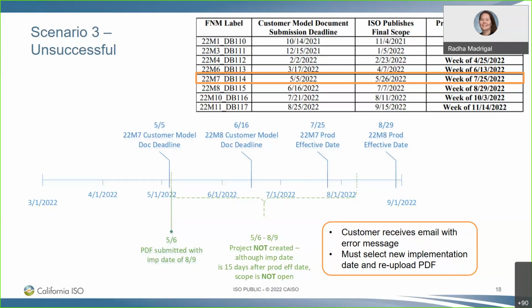So two things have to be valid for those projects to be created. That scope window needs to be open, and the project implementation date needs to be 15 days or more past that model effective date.